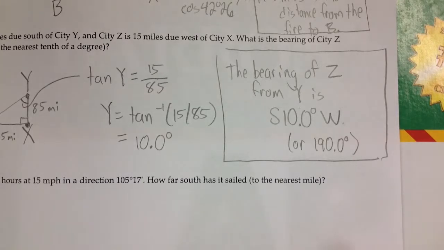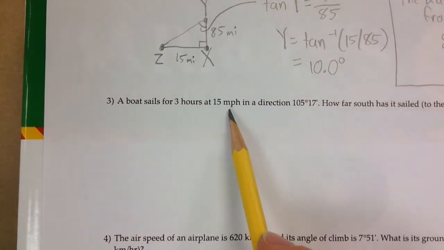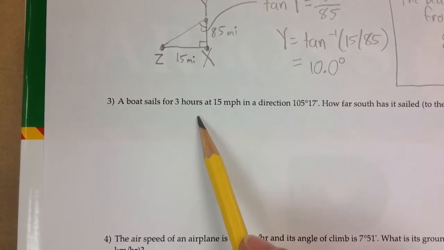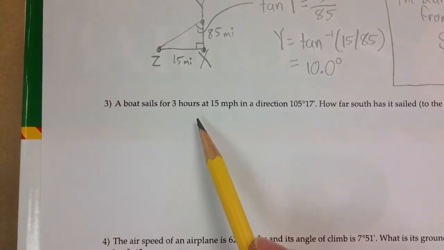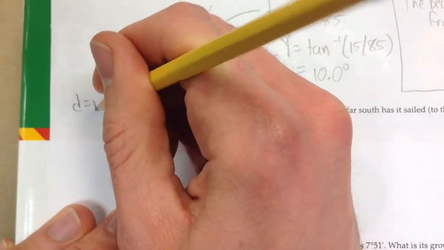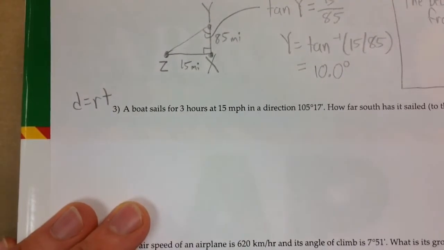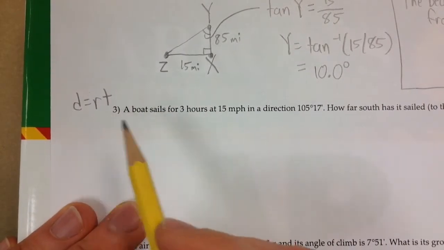All right. 3. Now we have speed. Not a problem. We can handle it. Speed and time can be mixed together to get distance. Distance equals rate times time, right? I love that formula. Even at higher levels of math and science, this formula comes into play quite a bit.